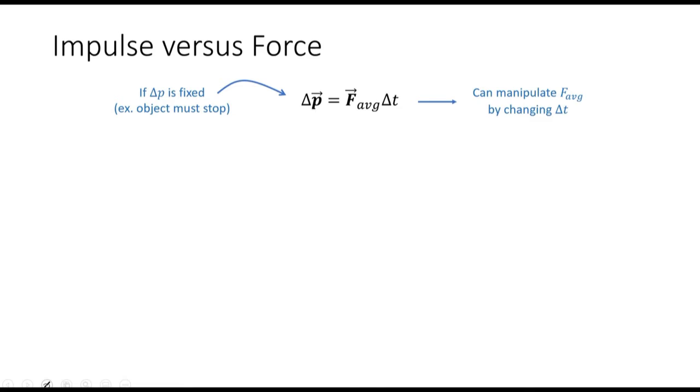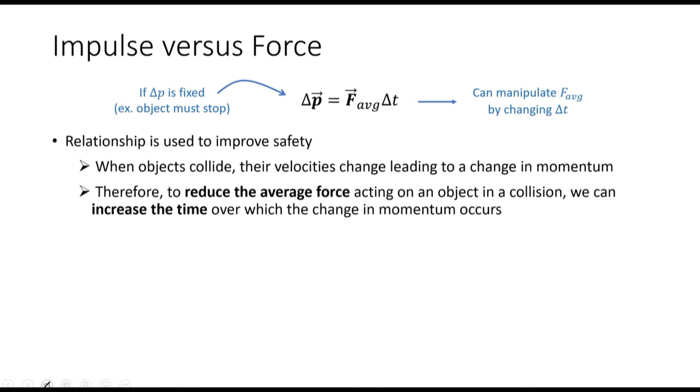Okay, so let's take a closer look at what I mean by that. As I mentioned, this is used often to improve safety. Basically, the idea is that if you can increase delta T, then you would need a smaller F average to get the delta P that you're looking for here. And so you want a small force to minimize damage to an object in a collision. So this could be a car, it could be an object that's being shipped, it gets jostled around and you don't want it to break. And so the idea behind a lot of this safety and packaging material is really increasing delta T.